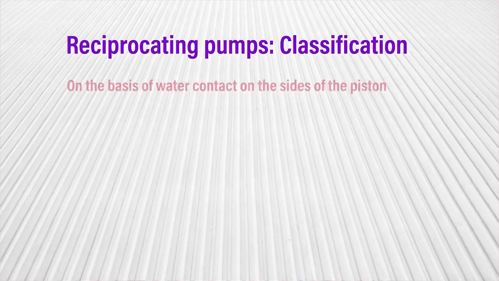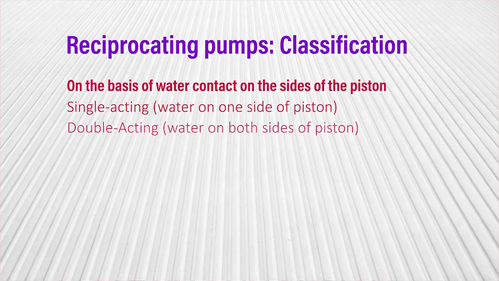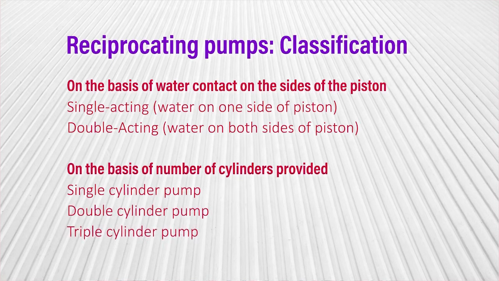The first classification is on the basis of how many sides of the piston the water comes in contact with. If the water comes in contact with only one side of the piston, then such reciprocating pumps are known as single acting reciprocating pumps. If the water is available on both sides of the piston, then such pumps are known as double acting reciprocating pumps. The second classification is on the basis of the number of cylinders provided. The number of cylinders in a reciprocating pump can be 1, 2 or 3. Correspondingly, such pumps are known as single cylinder, double cylinder, and triple cylinder pumps respectively.